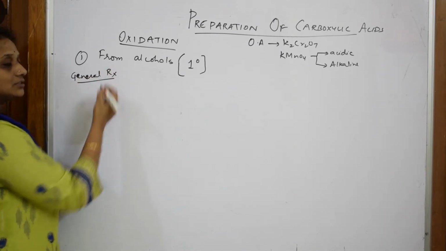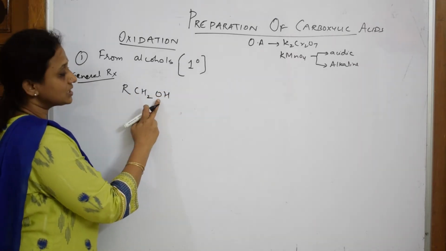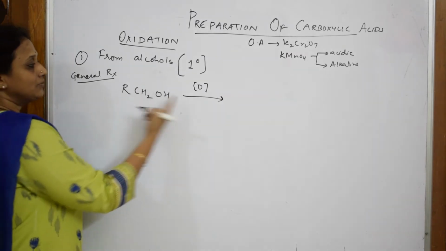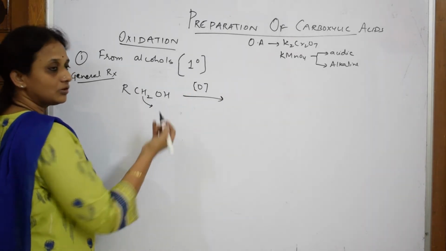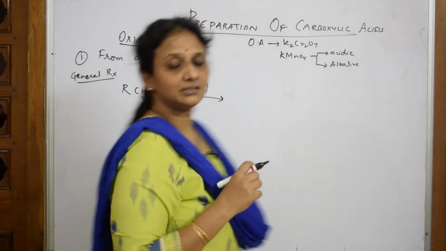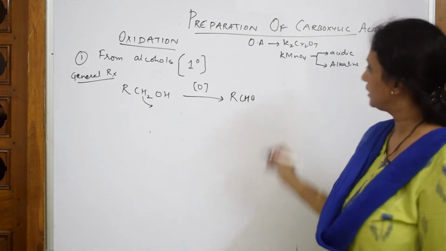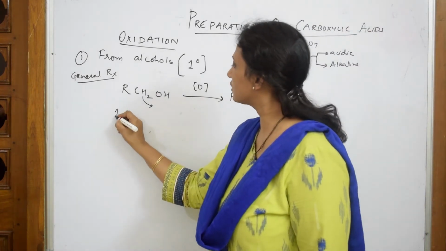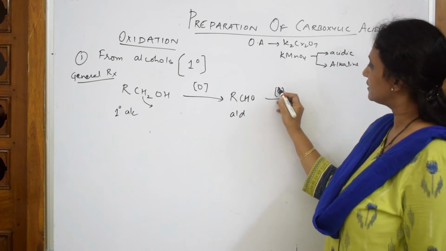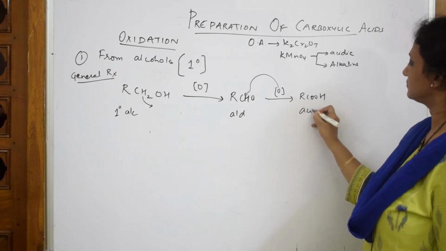I'm going to take a primary alcohol, because it has two hydrogens attached to the functional group carbon. Now I'm going to oxidize it. You very well know oxidation is a process of removal of hydrogen or addition of oxygen. So the hydrogen adjacent to the functional group gets eliminated, and I get RCHO. This is a primary alcohol, and this is an aldehyde. Further oxidizing, oxygen is added, and this becomes RCOOH, the acid. That is how it is prepared.